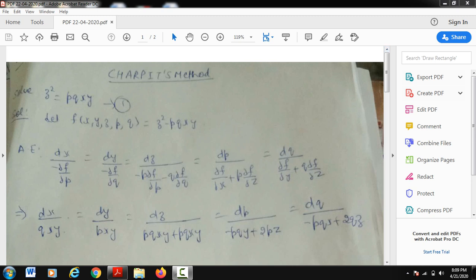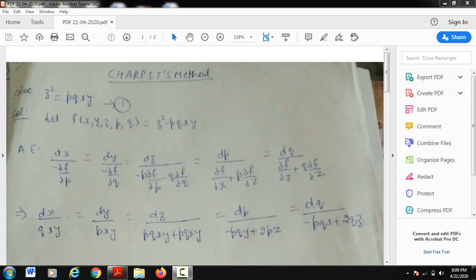Charpit's method is basically used to find the solution of the partial differential equation. First of all I'll tell you the basic steps, and then I'll explain this method with the help of the example you can see on your screen. Charpit's method is a method which is used to solve partial differential equations.